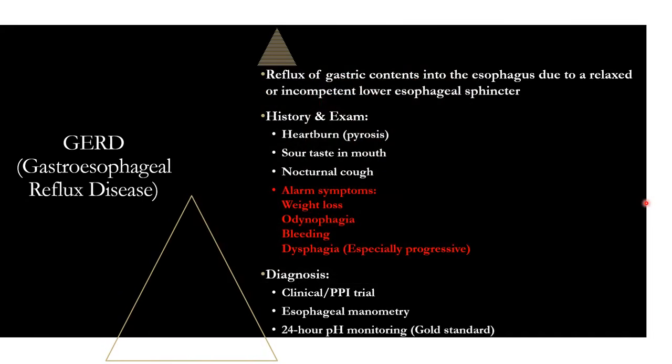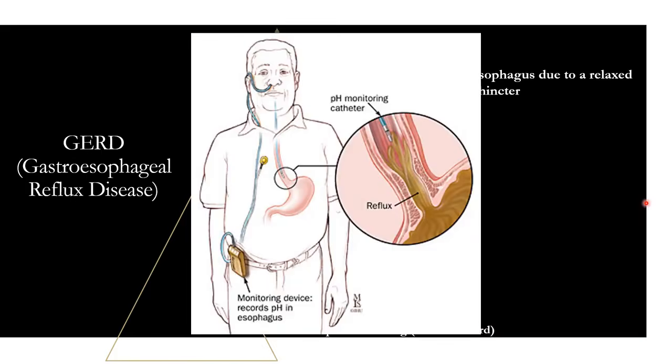Now, your gold standard, your best test by far for GERD is going to be 24-hour pH monitoring. So let me show you what that looks like. Again, it's not always going to be done because this is a little bit more invasive and a little bit more expensive, but it's similar to manometry in the same way that you have a catheter that goes through the nose, but this time instead of the probe going into the stomach, it sits just superior to the lower esophageal sphincter.